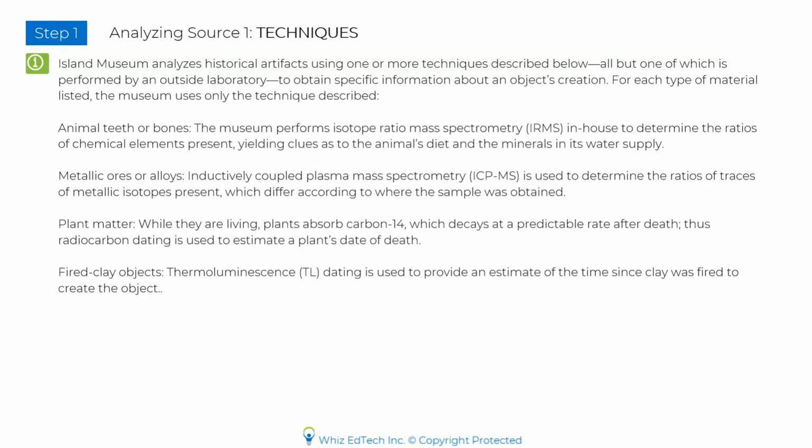And the techniques described below obtain specific information about an object's creation. So this museum analyzes the artifacts to get information about that particular artifact's creation. For each type of material listed, the museum uses only the technique described. That means we know for sure that for that material, say for example, animal teeth or bones, the technique that has been described here is the only technique they use. So this is what this paragraph tells us.